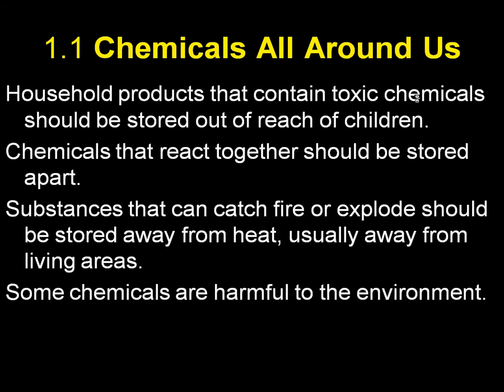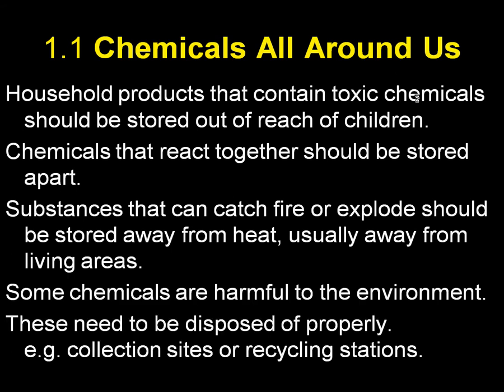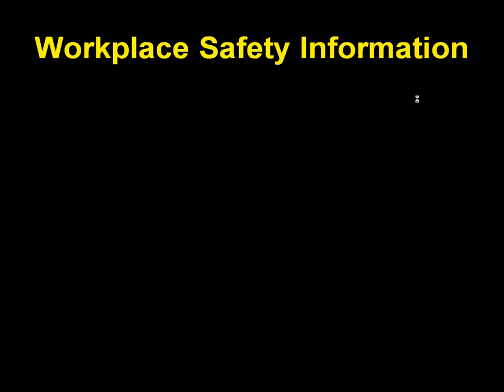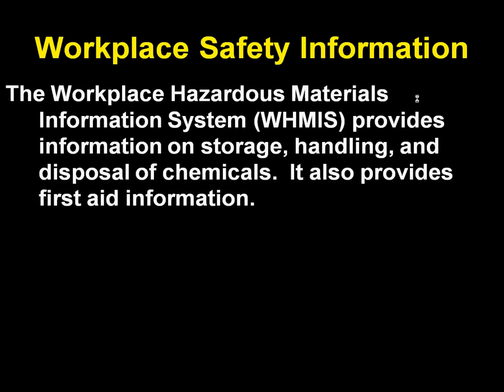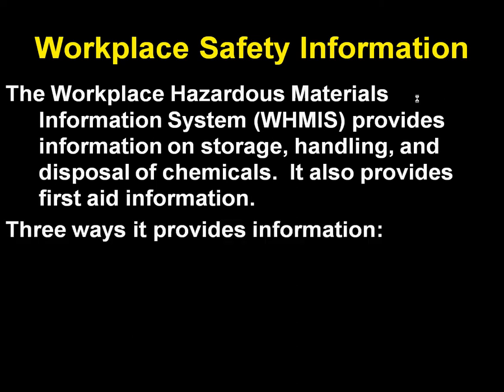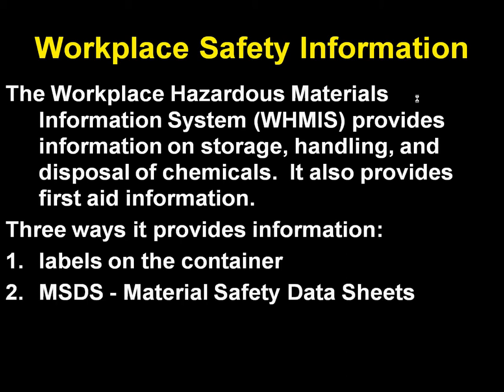Some chemicals are also harmful to the environment. These need to be disposed of properly at collection sites, eco-stations, recycling stations, hazardous waste roundups, that kind of thing. Workplace safety information, that's with WHMIS, the Workplace Hazardous Materials Information System, provides information on storage, handling, and disposal of chemicals. It also provides first aid information. There are three ways that it provides information: labels on the container of the actual substance, the MSDS, Material Safety Data Sheets, and worker training through WHMIS.